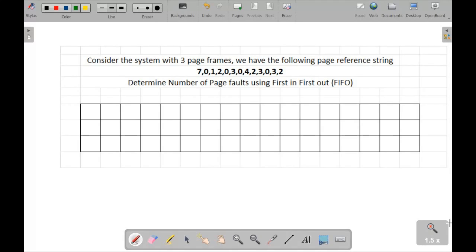So hello everyone. Now we are going to see here a page replacement algorithm. In terms of page replacement algorithms, we have a very first algorithm as first in first out, or we can call this FIFO.